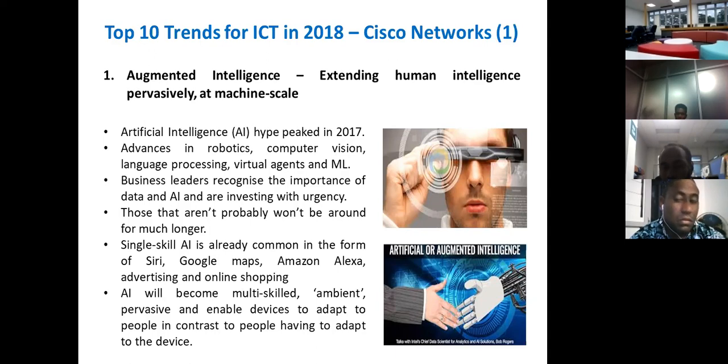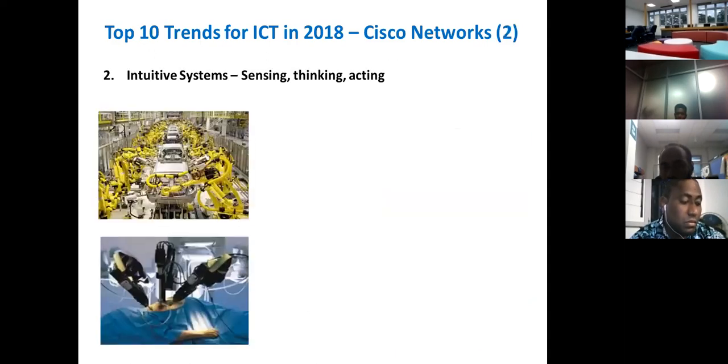I'll do one more slide, then we'll take a break. The next one is systems that can sense, that can think, that can act. We already know about large-scale automation in factories. Nowadays, human beings are less and less involved in the production of a number of things. For example, one of the graphics that you can see on this slide is automation in a car factory, and at the bottom you can see robotic arms doing surgery.